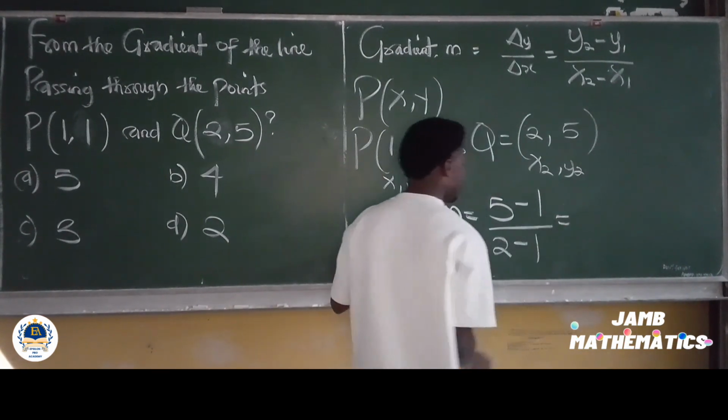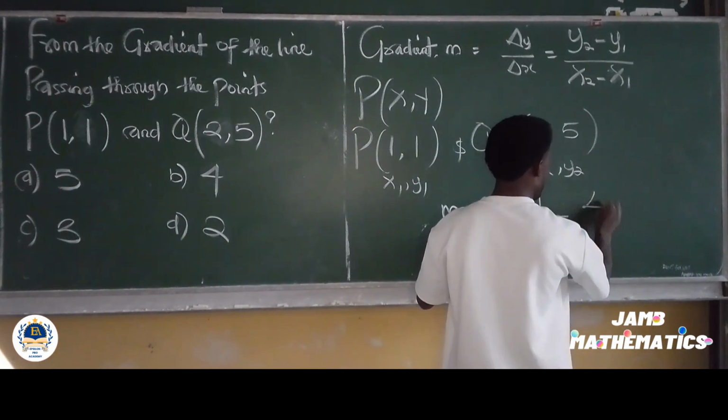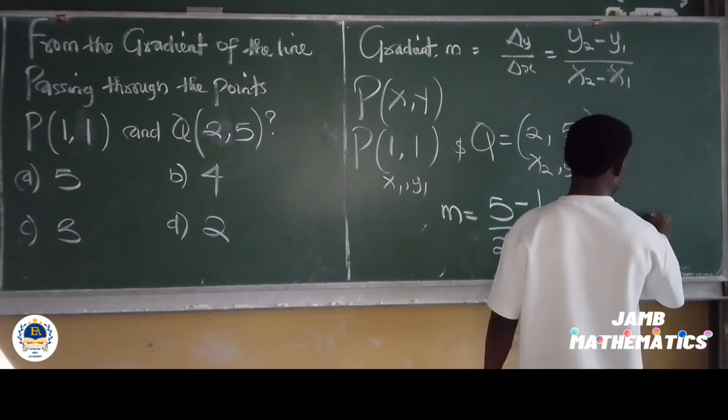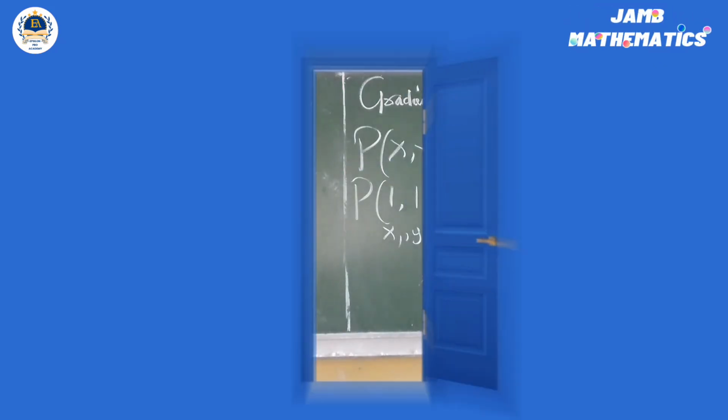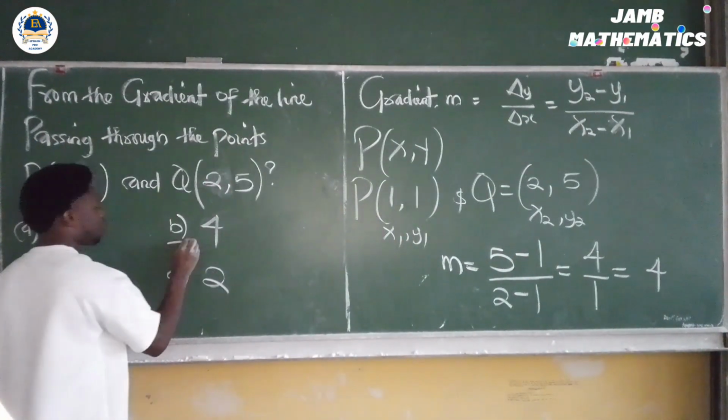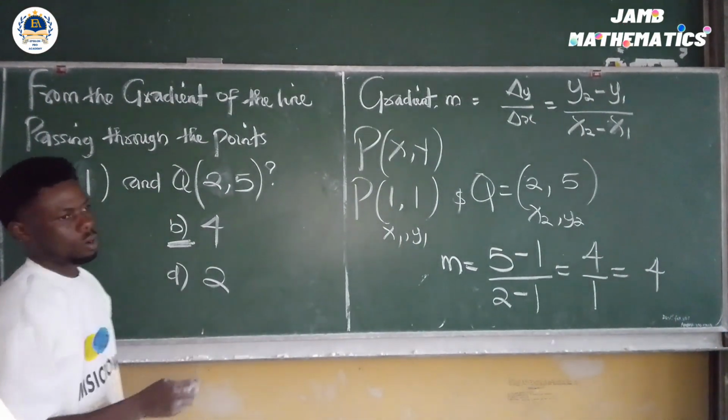So at this point, we are going to obtain 5 minus 1 is 4, and 4, and the correct option is 4. So the right option on the board is option B, 4, which is the gradient of the line.